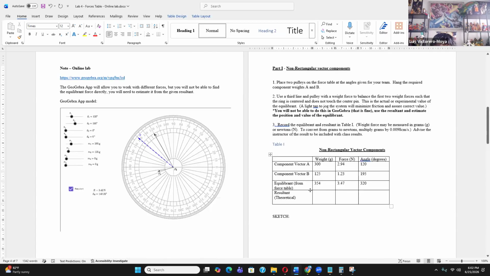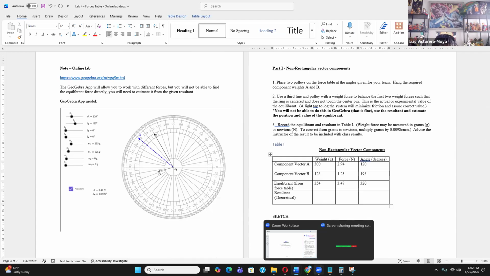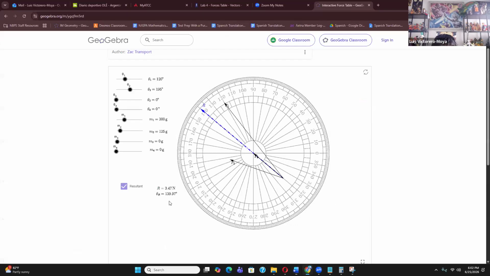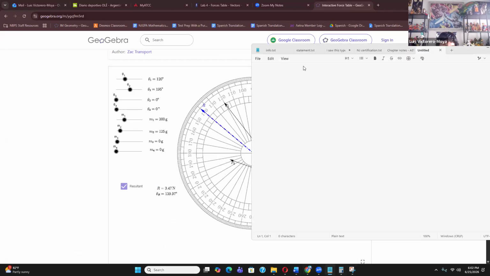Now, the theoretical value. How do you find your theoretical? I mean, it's here, right? At least you know what it should be. So let's do the math.